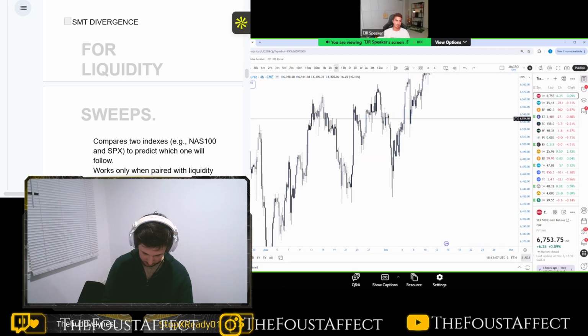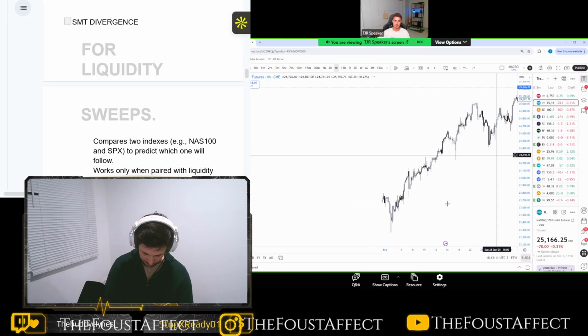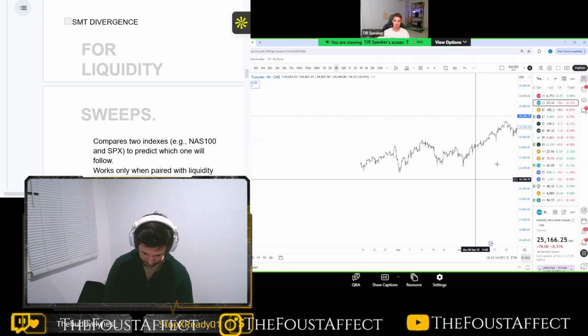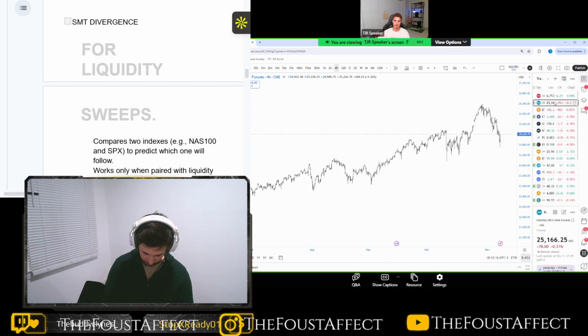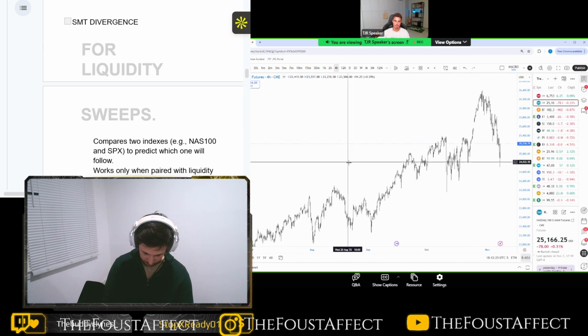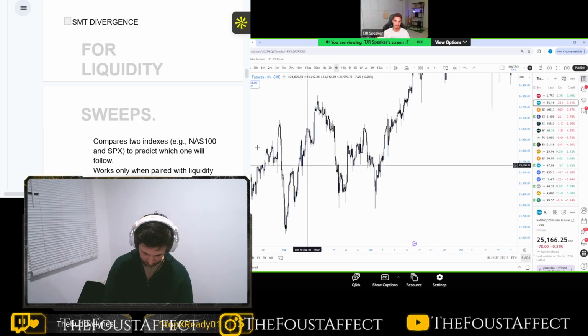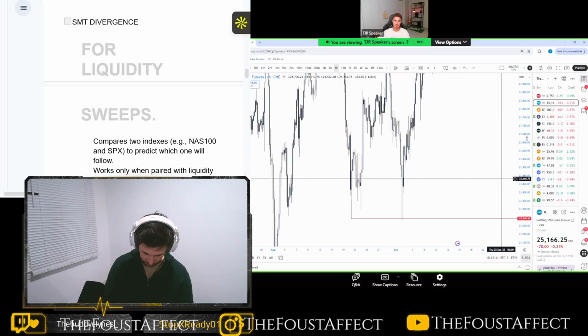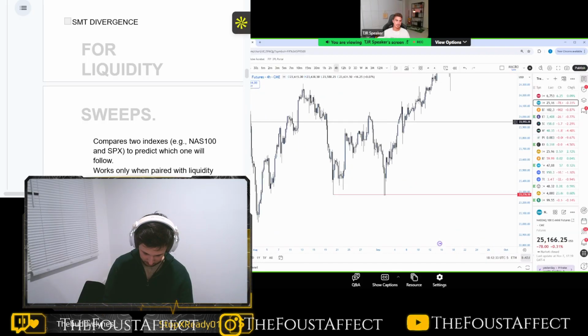Look at this right here. We have these lows right here. Let me make sure I'm marking out the correct ones. When was this? August 20th. We have these lows right here. On NASDAQ, we have these lows and then we make lower lows right here. We sweep out liquidity.